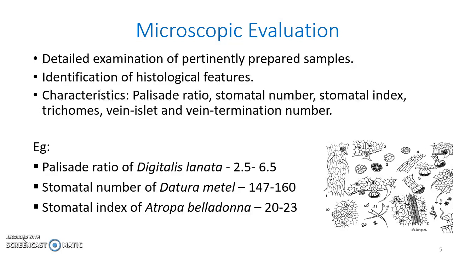palisade ratio, stomatal index, stomatal number, vein islet number and vein termination number are evaluated. For example, the palisade ratio of Digitalis lanata should be in the range of 2.5 to 6.5. Similarly, the stomatal number of Datura and the stomatal index of Atropa belladonna should be in the specified ranges.